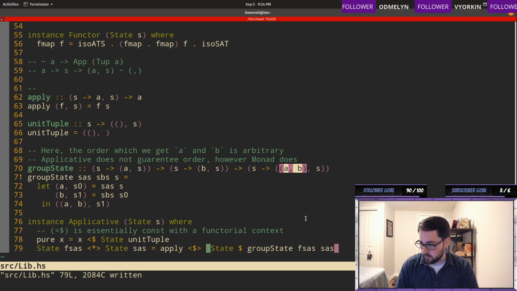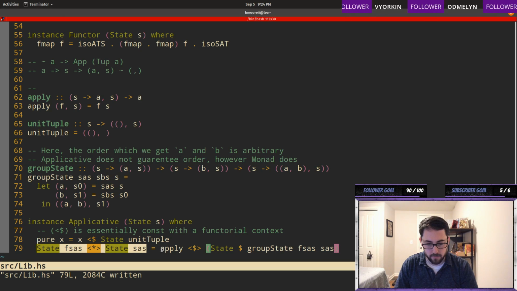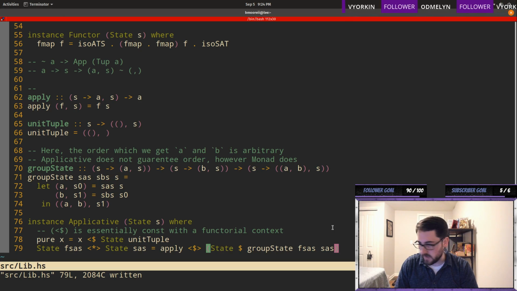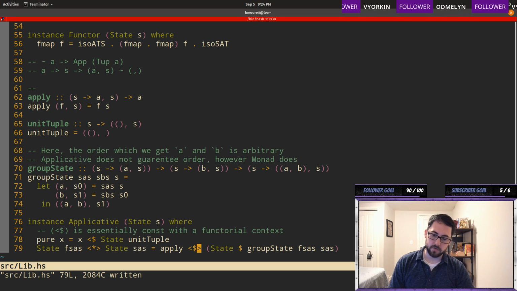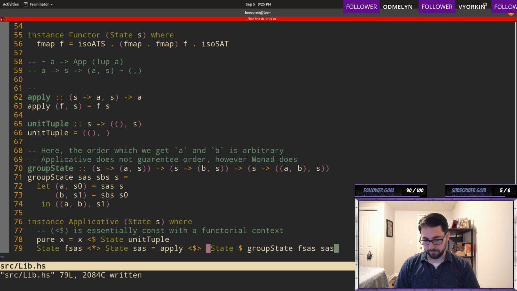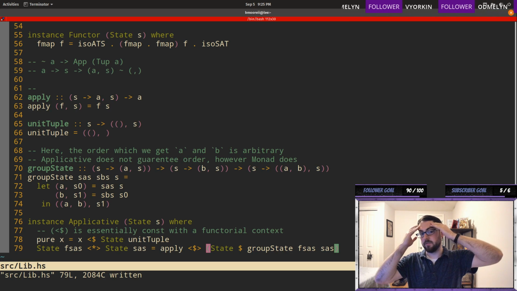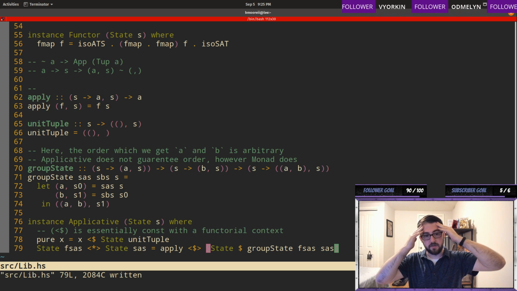So yeah, because of the shapes of group state and apply, I do need to pattern match here and then re-embed state. So if I write fmap, I can use a $, but I don't know, is this more readable? Maybe. It's arguable. I totally see it now. My brain was just stuck for whatever reason.